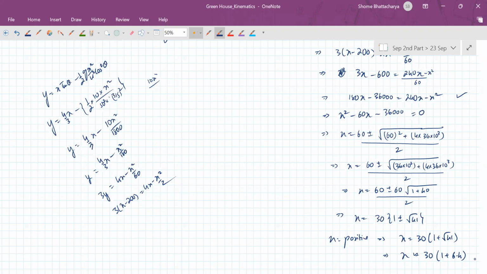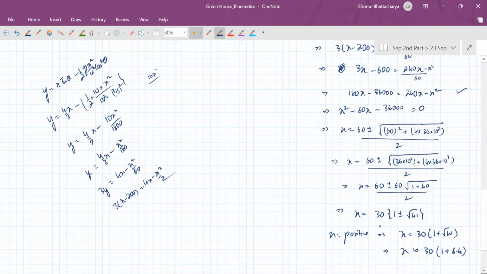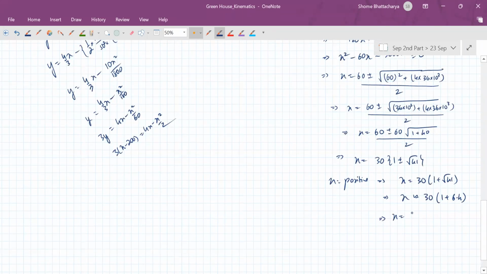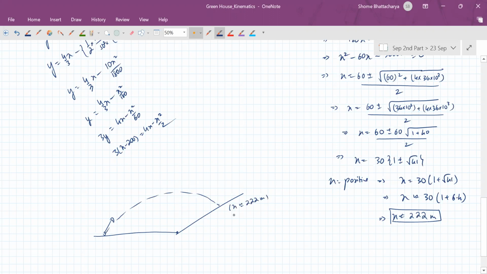So this value now will come as about 222 meters. Okay. So this point where the projectile is hitting this thing, its x coordinate is about 222 meters. So the y coordinate will become x minus 200. Remember that was the y coordinate. So it's about 22. Okay.